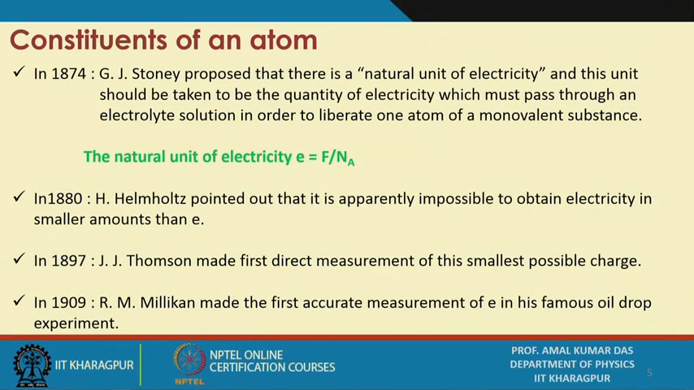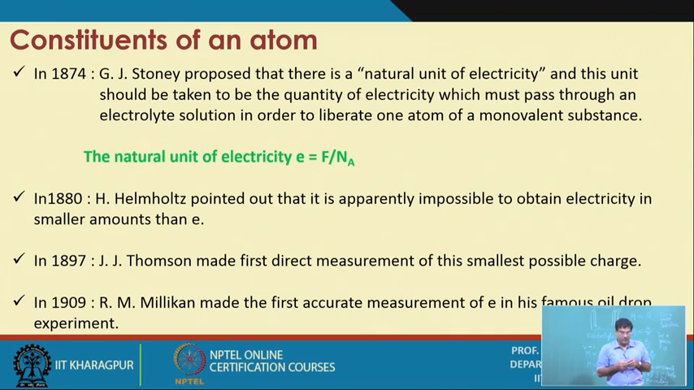Next, in 1874, G.J. Stoney proposed that there is a natural unit of electricity, and this unit should be taken to be the quantity of electricity which must pass through an electrolyte solution in order to liberate one atom, not atomic weight, one atom of a monovalent substance. Okay.